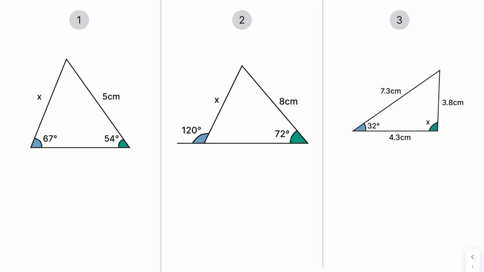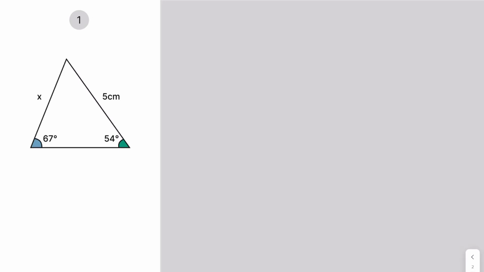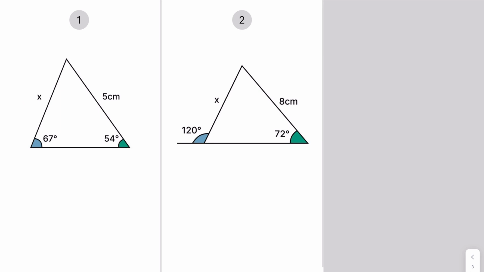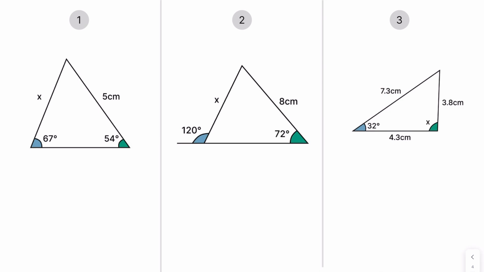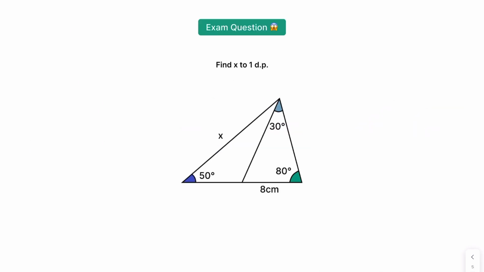So in this video, we're going to go through the sine rule. We're going to use the sine rule to find a missing side. We're going to look at slightly more advanced examples with angles on a straight line and equilateral and isosceles triangles. And then we're going to use it to find missing angles. And then finally, we're going to finish off by looking at an exam question.